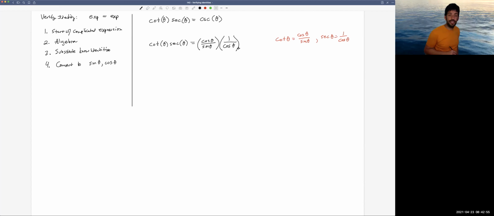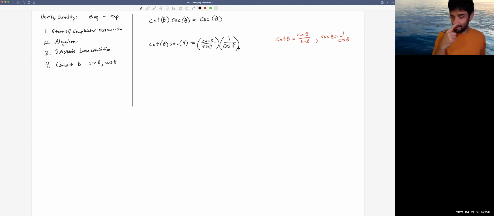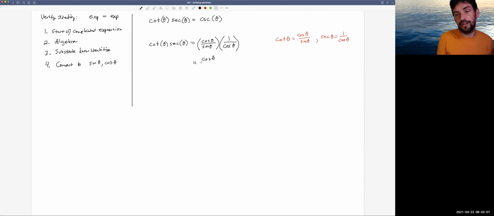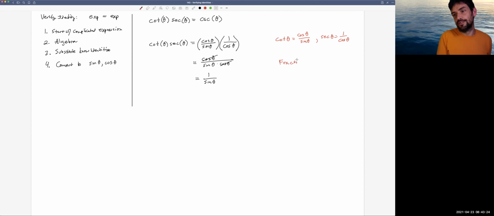Okay, so now I've rewritten these. Now I can actually go back in my list and say, well, what else can I do? And I've got algebra to do. There's fractions here. And if I multiply these fractions across, I get cosine of theta over sine of theta times cosine of theta. And then using the rules of fractions, I get this. So maybe I'll just write that. Fractions. Okay, we get 1 over sine of theta. And then by the identity, 1 over sine of theta is cosecant of theta.